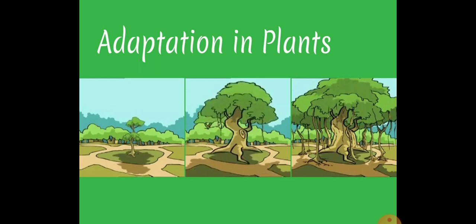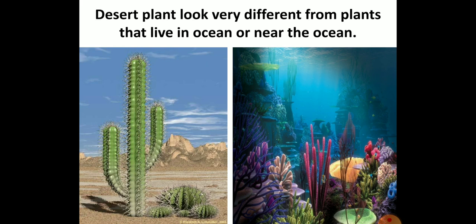So what is adaptation? Adaptation is a characteristic of a living thing that helps it to survive in its environment. For example, desert plants look very different from plants that live in the ocean or near the ocean.